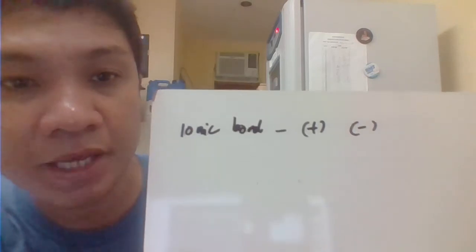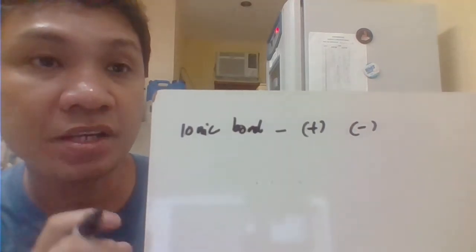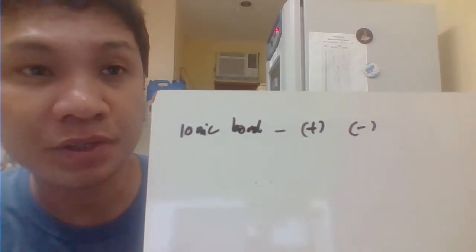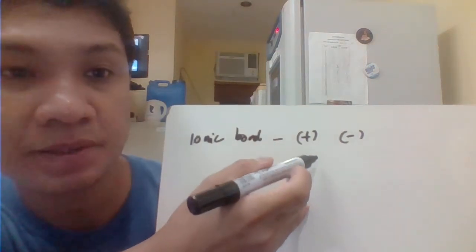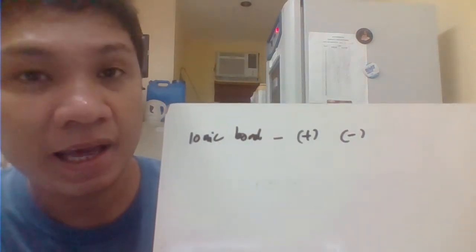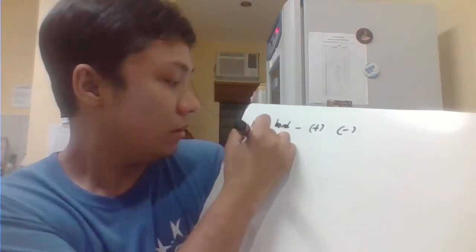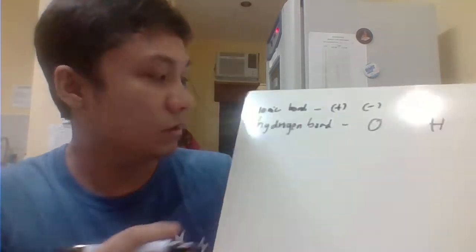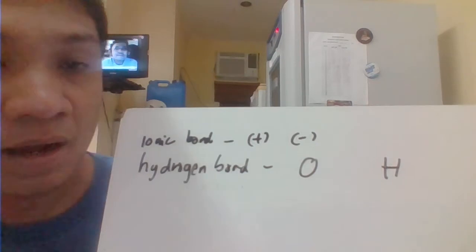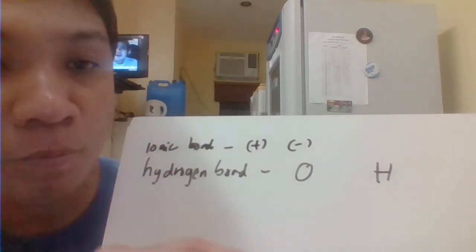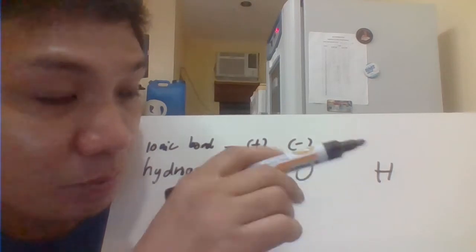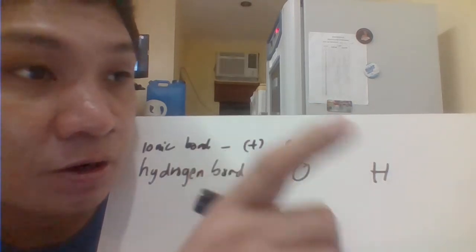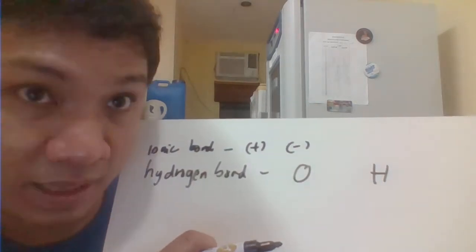when we say ionic bond, so ionic bond here is the formation of a bond between two molecules or two substances which have opposite charges. So one should be positively charged, the other one should be negatively charged. On the other hand, we have here the hydrogen bond. Hydrogen bond, on the other hand, is being formed here between two molecules. One molecule here would have the oxygen, so when it is near the hydrogen of another molecule, they are able to form the hydrogen bond.